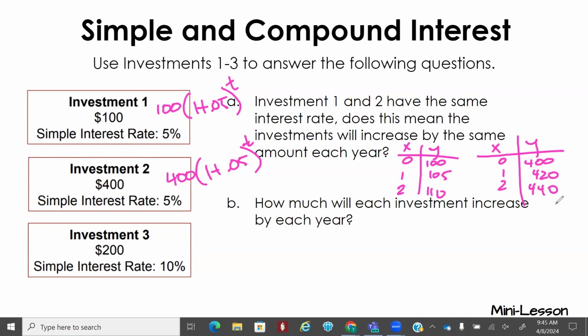440. Okay. All right, so are they increasing by the same amount each year? Well, this one's going up by about 5, or 5%. And then this one's going up by 20, right? They're going up by the same percentage, but not the same amount.